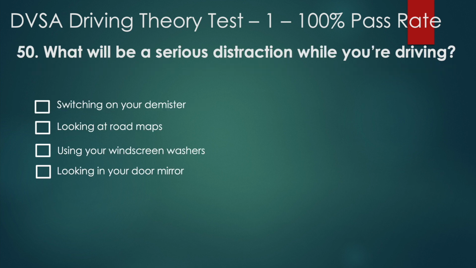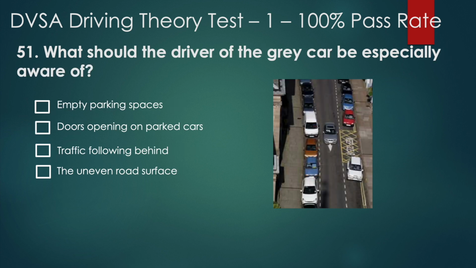50. What will be a serious distraction while you are driving? A. Switching on your demister. B. Looking at road maps. C. Using your windscreen washers. D. Looking in your door mirror. And the answer is B. Looking at road maps.